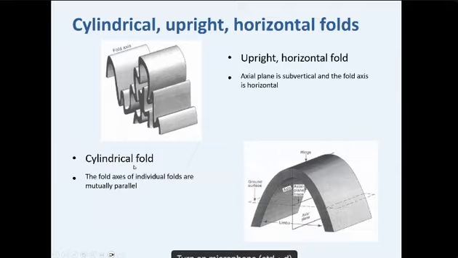Why is it called a cylindrical fold? Because you can fold it over a cylinder. You can roll it over a cylinder, and then the hinge line is straight.